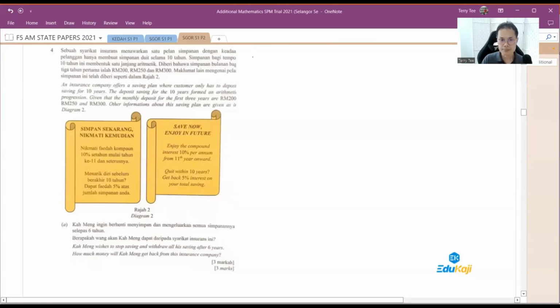So here's the thing. The first thing you have to understand is that we're talking about annual saving now. For the first year, you put in 200 per month. So that's the monthly deposit. If you multiply by 12, in 1 year it is 2,400. That is for the first year. Now, if you want to find your T2, we take 250 times 12. Or you can actually find your d straight away, the common difference, because you increase by 50.